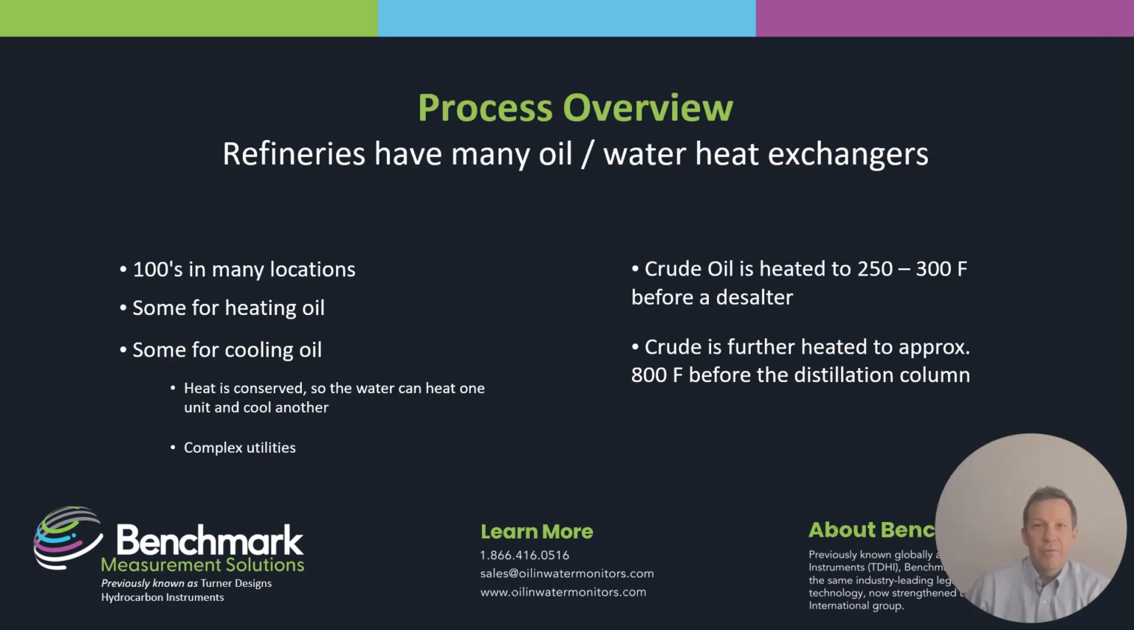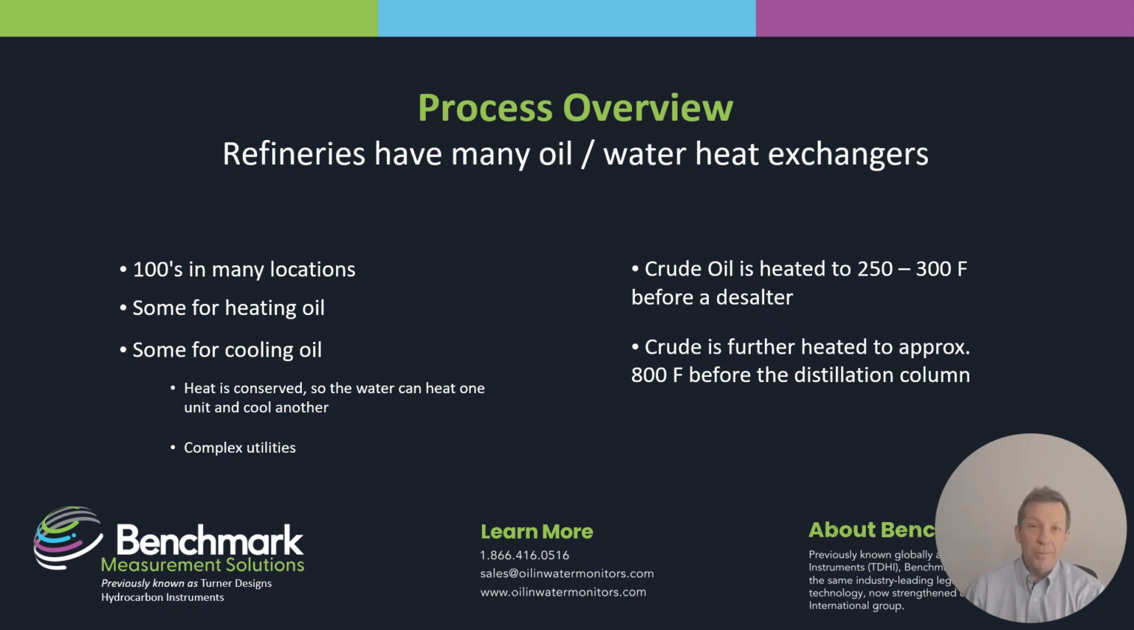Within a generic refinery, the heating and cooling processes are very complex. There might be up to multiple hundreds of different heat exchangers within a refinery. Some are steam processes heating up oil or fuel. Some are cooling processes reducing the temperature of those hydrocarbons. And in many cases, water from one unit is used to heat up or cool down hydrocarbons from a different unit. So these heat exchangers and the steam processes are going to be different in each location.